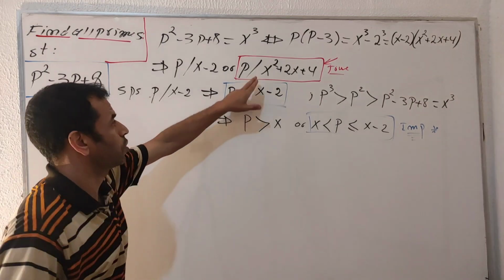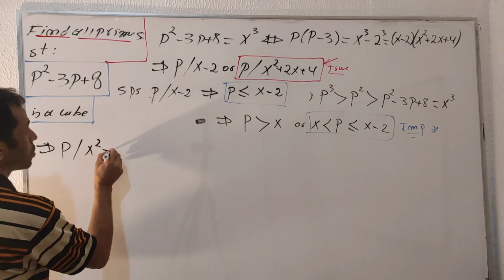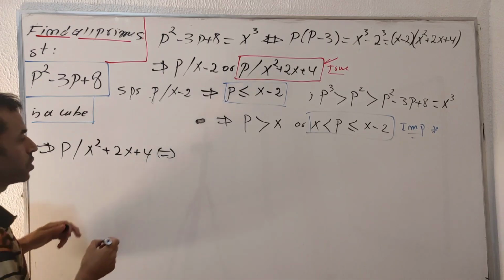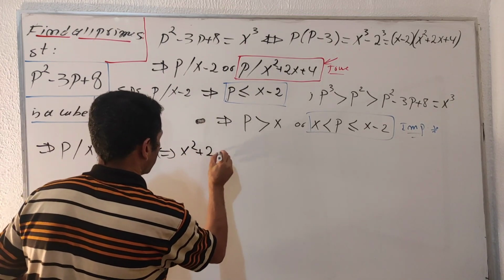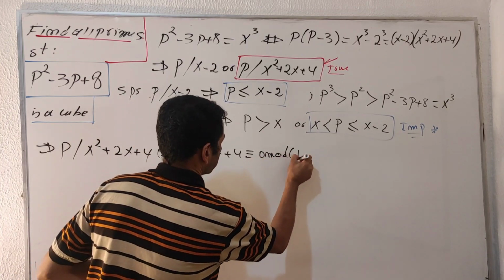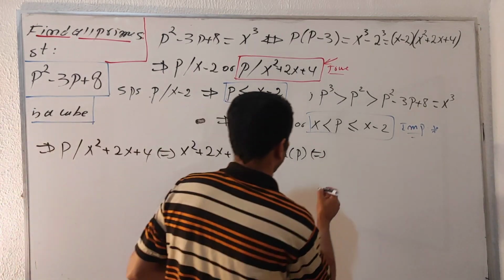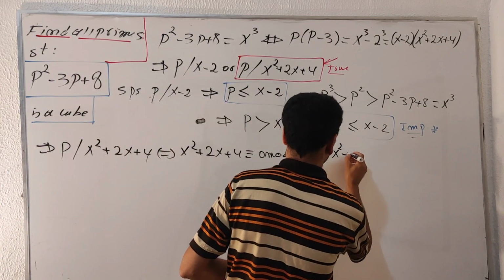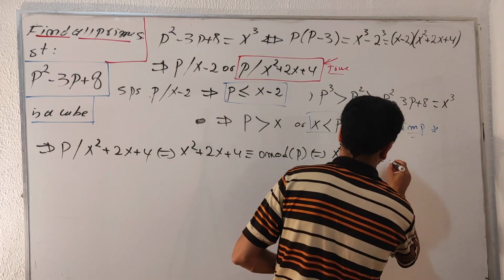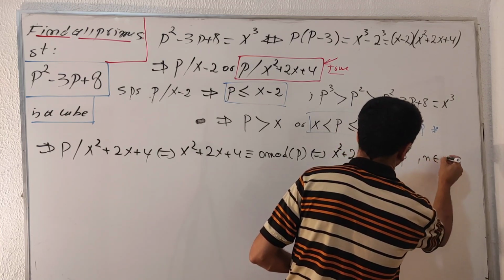If this one is true, let's work on this one. So we know p divides x squared plus 2x plus 4, equivalent according to the divisibility statement to x squared plus 2x plus 4 being congruent to 0 mod p. Equivalent according to the divisibility statement, x squared plus 2x plus 4 equals n multiplied by p, where n is some natural number.